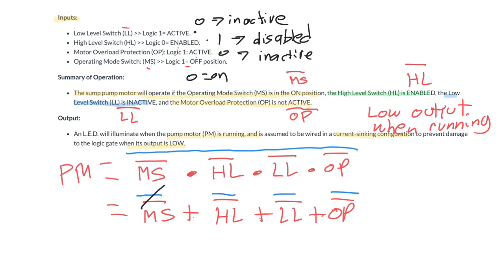That means this double inverter cancels. So that's going to be MS plus... okay, so that should be it. Okay, so then if all those cases are true, then that would be the statement.